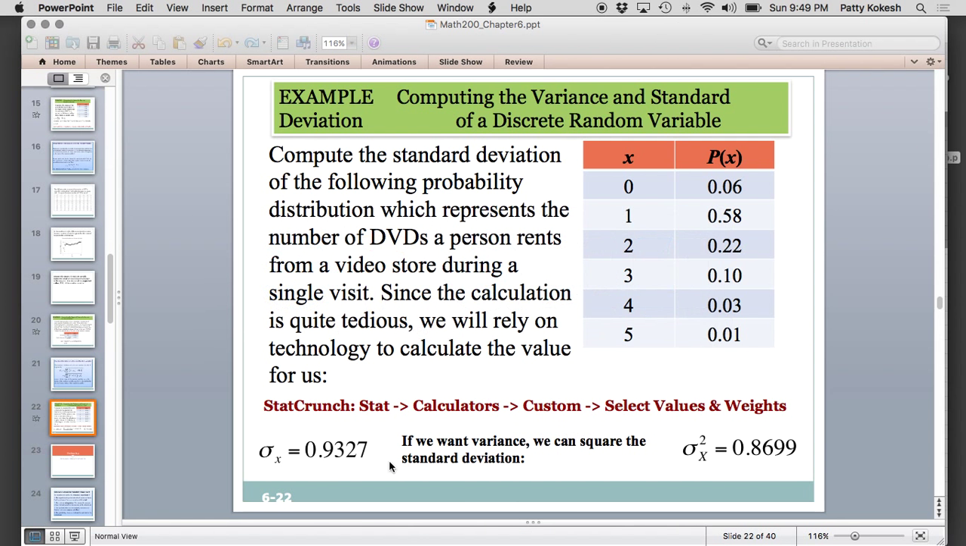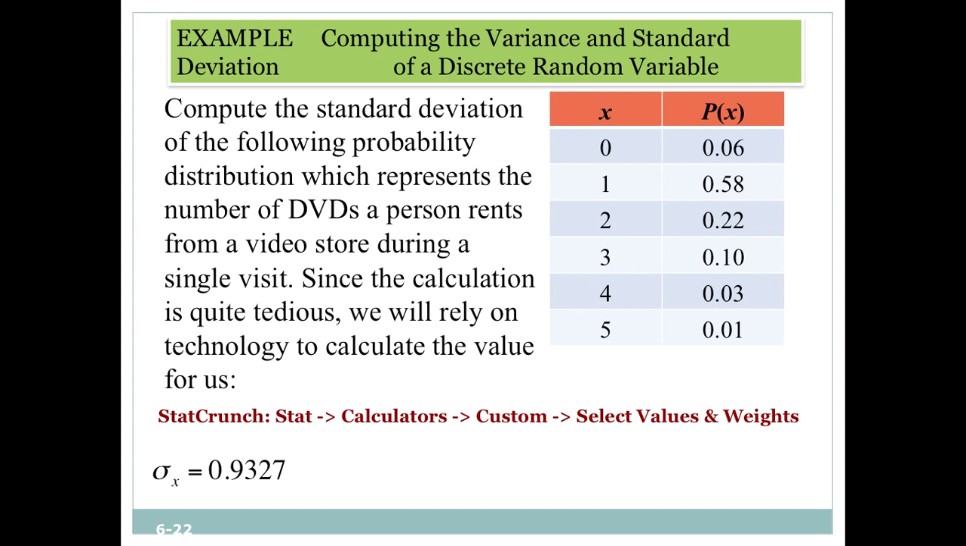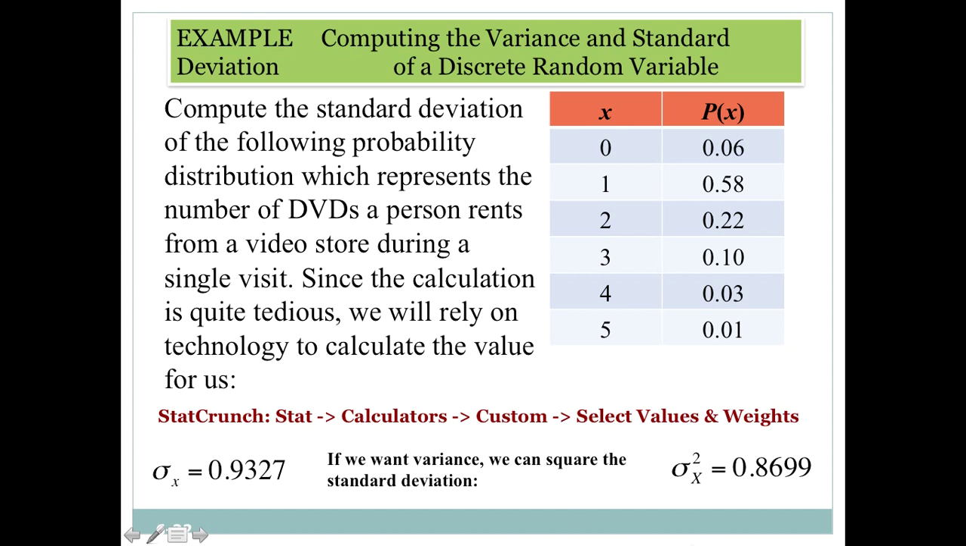So let me go back here for a minute, make this full screen again. So you can see that our standard deviation of our discrete random variable is 0.9327. Now, if you want the variance, if you remember way back from, I think it was in chapter 3, we talked about variance. All you have to do is just square the standard deviation. So in your calculator, you would just take this value of 0.9327 and you would square it, and you end up with a variance of 0.8699.